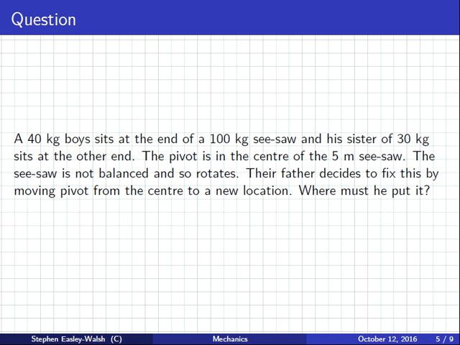Do we get a number, or do we just get a direction? Well, we get a number. Yeah, we get a number. Do we draw it with the new pivot? Yeah, the new pivot location.